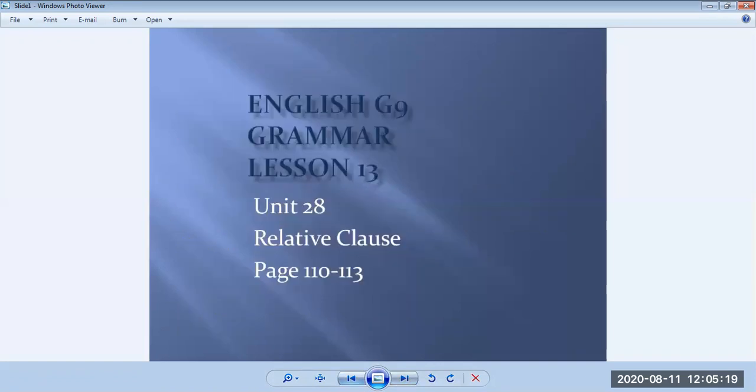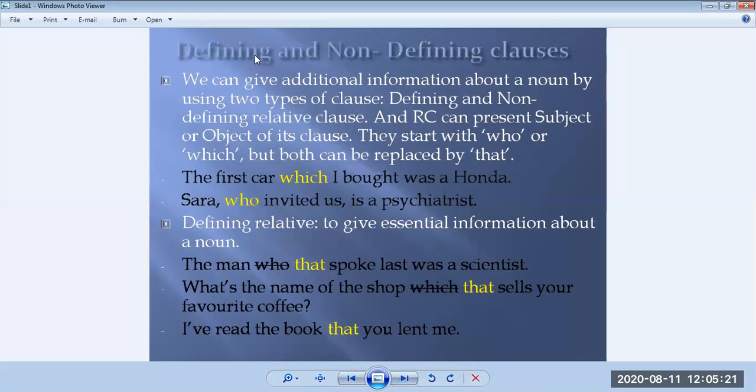So today's lesson is about relative clauses. What is a relative clause? We divide relative clauses into two parts, which are defining and non-defining. So here, as you can see, defining and non-defining clauses. We can give additional information about the noun using two types of clause, which are defining and non-defining relative clauses.